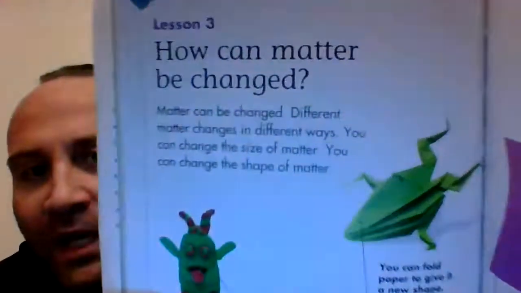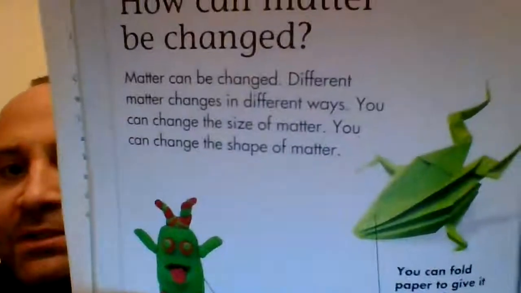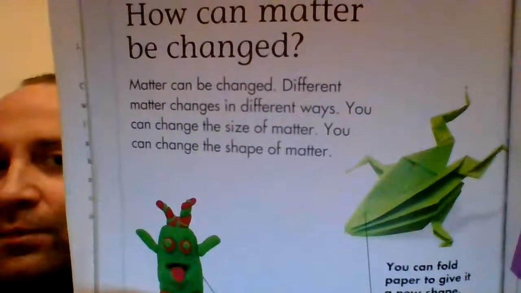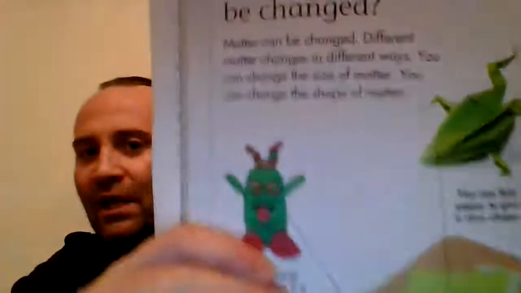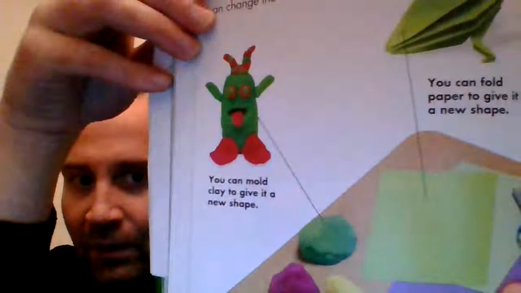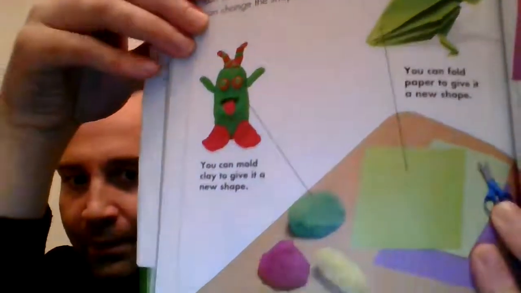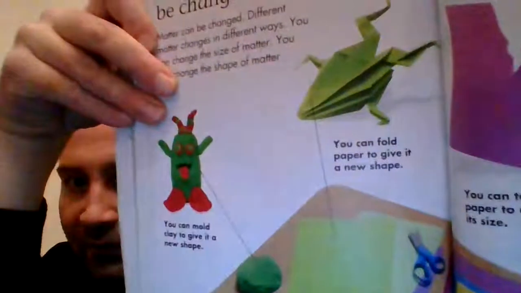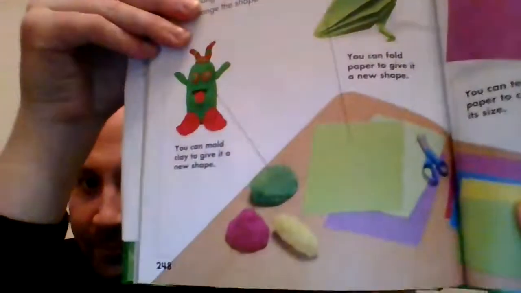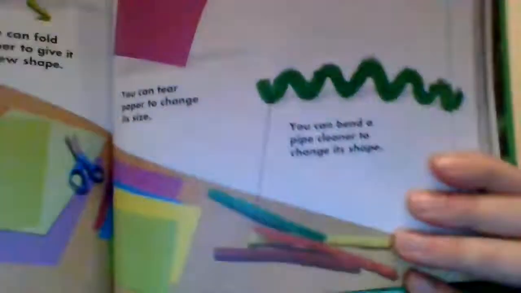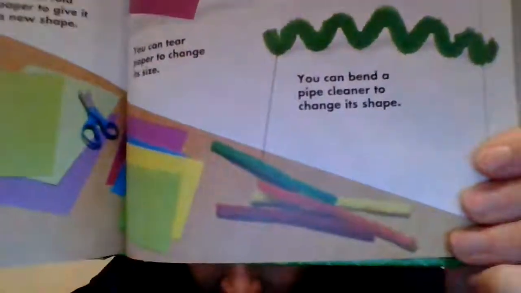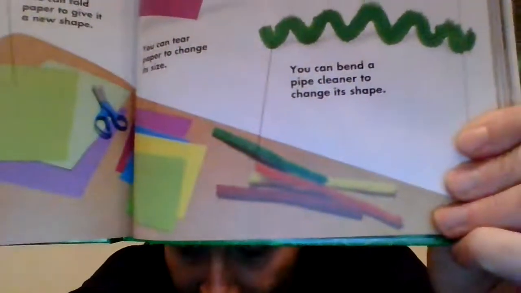How can matter be changed? Matter can be changed. Different matter changes in different ways. You can change the size of matter. You can change the shape of matter. You can mold clay to give it a new shape. You can fold paper to give it a new shape. You can tear paper to change its size. You can bend a pipe cleaner to change its shape.